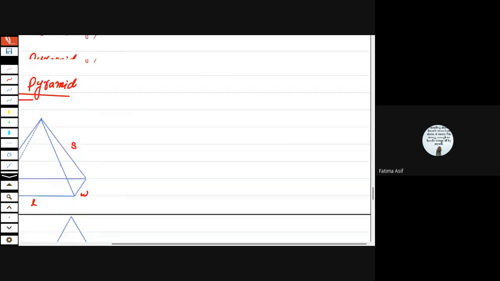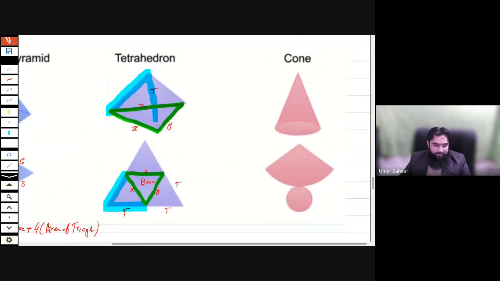All right, so now we have a cone. Now this is the cone. If you have to find the surface area of this one, when you open it, you are going to get a circle at the bottom, and this curved thing will become a sector.